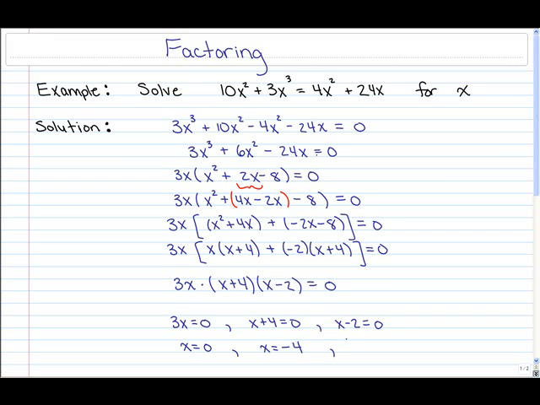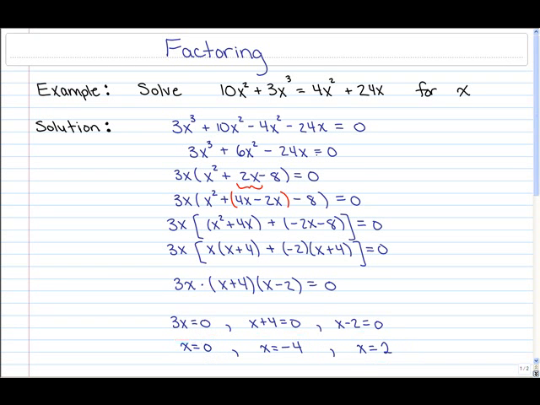And in the last case here, when x minus 2 equals 0, x would equal positive 2. So those three values of x are all possible solutions of this equation. So in other words, to make the left-hand side of the equation equal the right-hand side of the equation, the values of x that would make that happen are x equals 0, or x equals -4, or x equals 2.